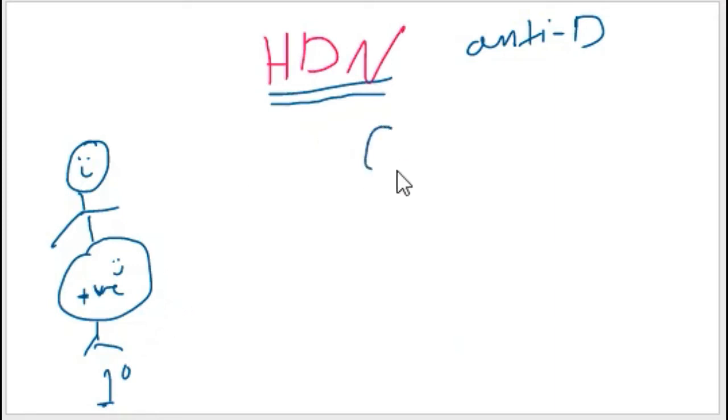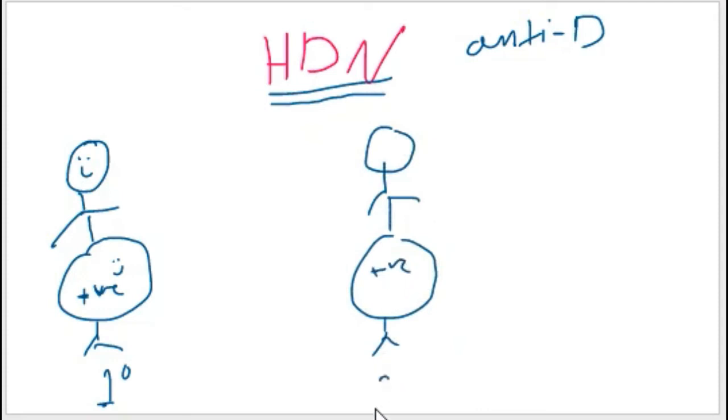However, in second pregnancy, if the baby is also positive, we expect the baby to have hemolytic disease of the newborn, because the antibody is already formed and there are memory cells. These antibodies will go into the baby's circulation and cause hemolytic disease of the newborn. It will cause anemia, and the anemia may be very severe, leading to severe cases of hemolytic disease of the newborn.